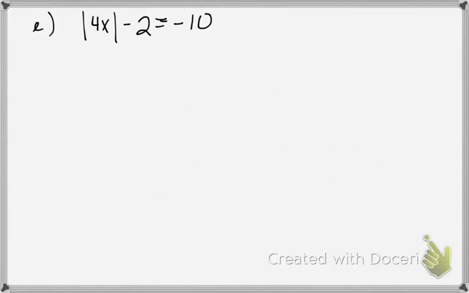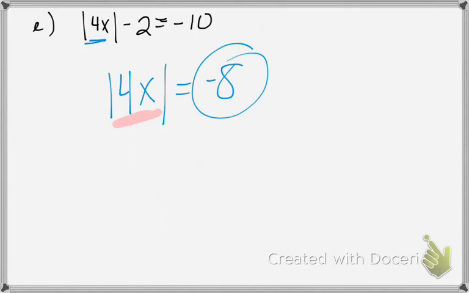Okay, my next problem, I need to start by isolating my absolute value. So I've got the absolute value of 4x is equal to negative 8. Now this is a problem, because I know that my absolute value function here will not allow me to receive a negative value as a result. The absolute value function says that if it's a negative value on the inside, it must become a positive result. Because there is no way to get a negative result from an absolute value, we must say that this problem has no solution.